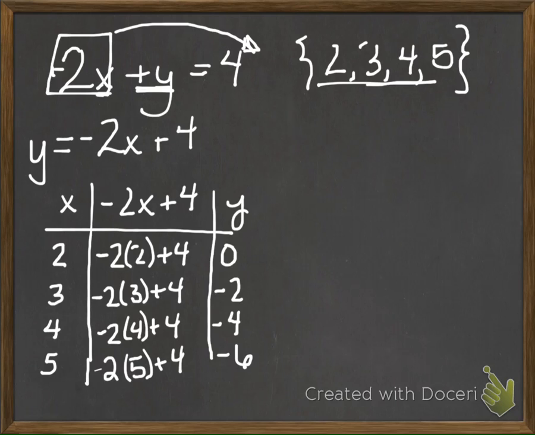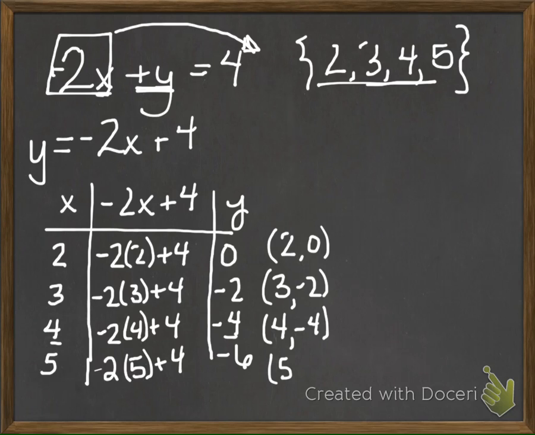So now I have some ordered pairs if I wanted to graph. I've got 2, 0. I've got 3, negative 2. I'm just taking the x from the x column, the y from the y column, and making them an ordered pair. 4, negative 4, and 5, negative 6. So anytime that I'm given an equation, just to kind of go back over what we just did here, if I'm given an equation where I'm asked to solve for y, I'm given the x's and I'm asked to find the range or the ordered pairs, then I want to manipulate my equation so that y is by itself.